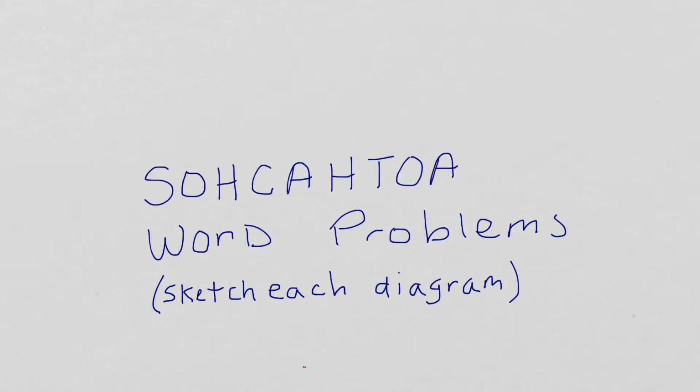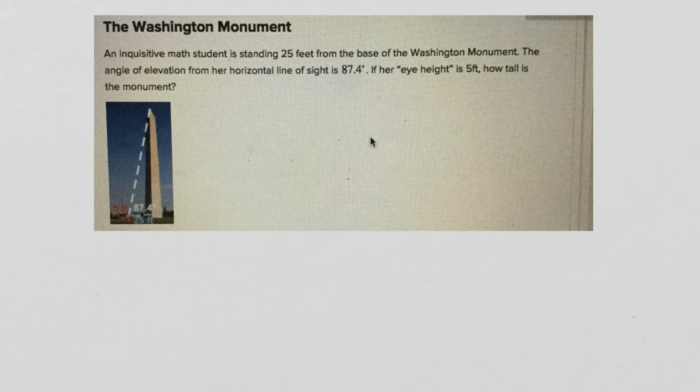Open up your MTT and we're going to work SOHCAHTOA word problems. All right, we're going to look at the word problem. Inquisitive math student is standing 25 feet from the base of the Washington Monument. The angle of elevation from her horizontal line of sight is 87.4. We're going to go ahead and cross out the height of her eyesight, because we're not going to use that information for this particular problem.